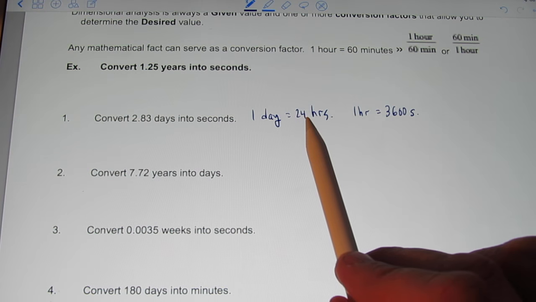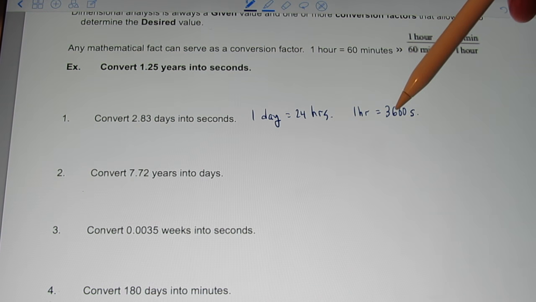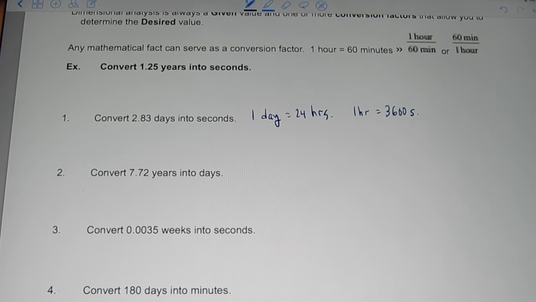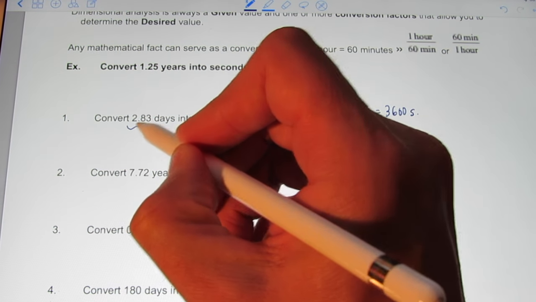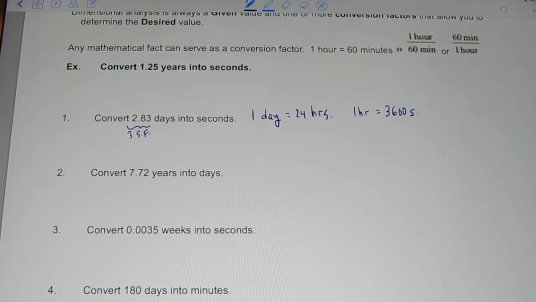Now both of these conversion factors, kiddos, are definitions. So they have an infinite number of sig figs in them. So I will be limited in my sig figs by the value that I gave you, which was 2.83 days. So this value here has 3 sig figs. So at the end of the problem, I'm going to round off my answer to 3 significant figures.